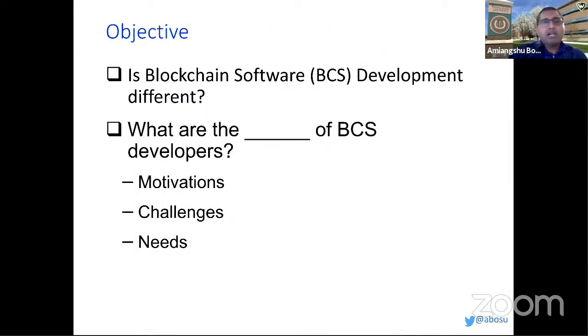Actually, little is known regarding the software development practices of blockchain projects. There has been little study done on those things. If these projects are indeed different from non-blockchain projects, then the tools and techniques developed for non-blockchain projects may not work well on these projects. So that's what we want to find out. Is blockchain software development different? We also wanted to find out the motivation, challenges, and needs of blockchain software developers to guide future research.